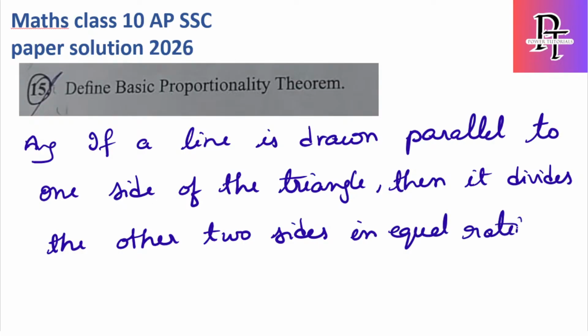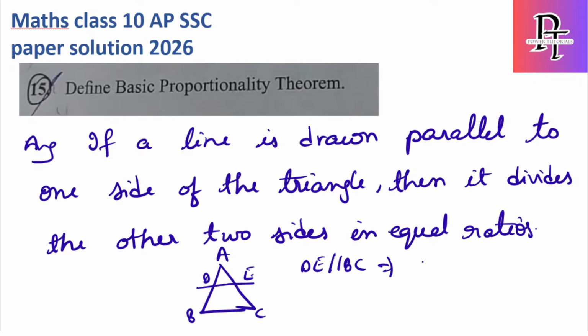Okay, so you can also draw a triangle like this and state that this is a line. In triangle ABC, if DE is a line parallel to BC, it implies AD by BD is equal to AE by EC. Make sure to draw it in this way so that you will get full marks.